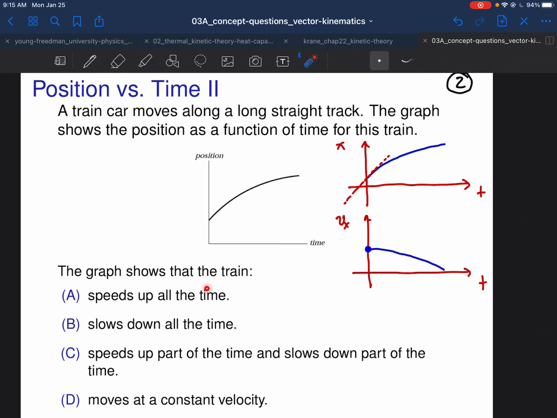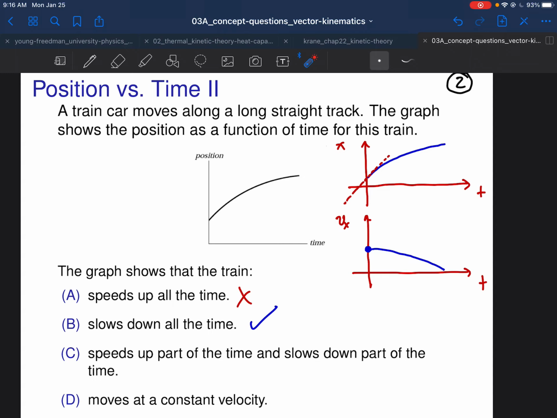Okay, so what's happening to the train? Is it speeding up all the time? So speeding up means that the magnitude of the velocity is getting larger and larger. Well, this is a positive component, Vx, and the positive component is definitely not getting larger. It's getting smaller, it's going to zero. So that's not true. So it's not speeding up. It's slowing down. Well, that means that the magnitude of the velocity is getting smaller. That actually is true. You can see that in your graph, that the v is getting smaller and smaller.